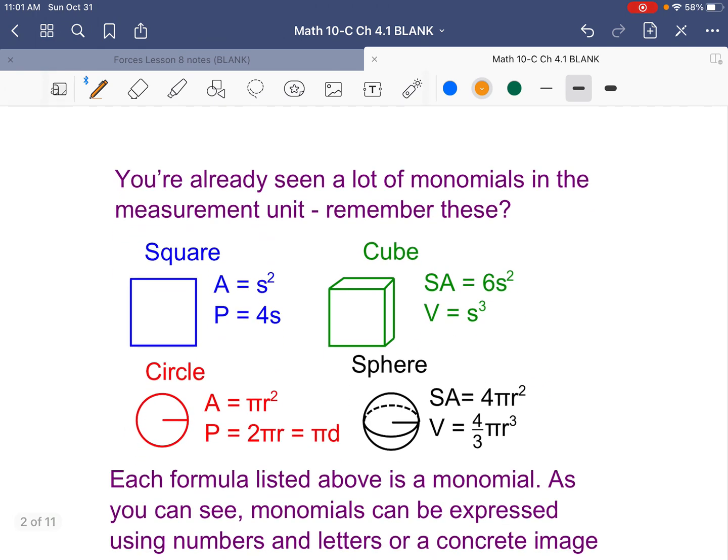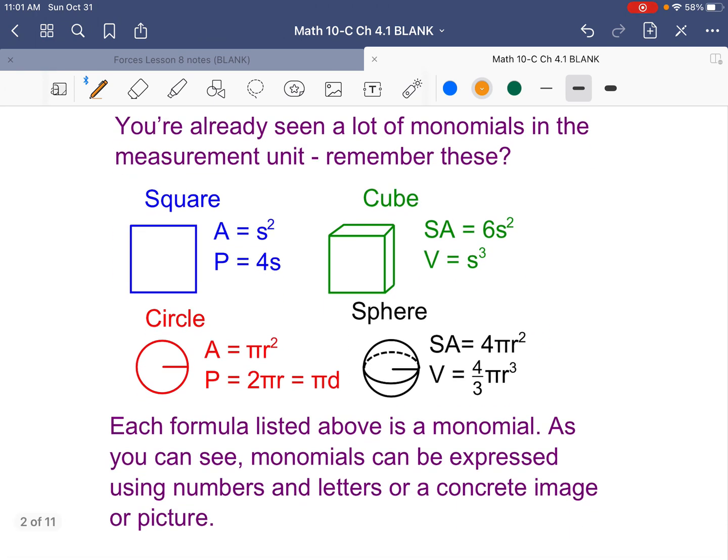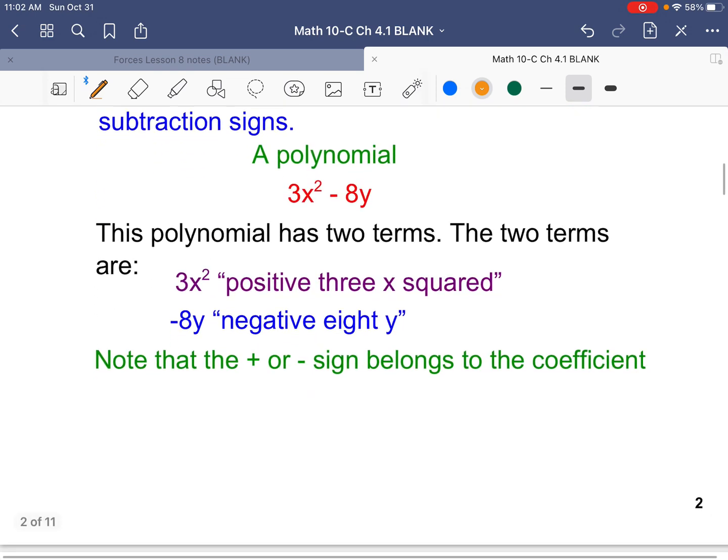You've already seen a lot of monomials in the measurement unit. Remember these? Area for a square is s squared, the perimeter is 4s, for a cube, surface area is 6s squared, volume is s cubed. Circle, area is pi r squared, and so on. Now, each formula listed above is a monomial. As you can see, monomials can be expressed using numbers and letters or a concrete image or picture. So all of these are monomials, including the pictures.